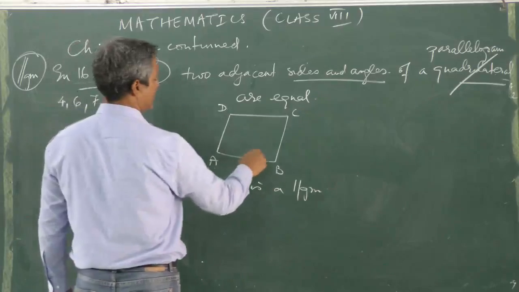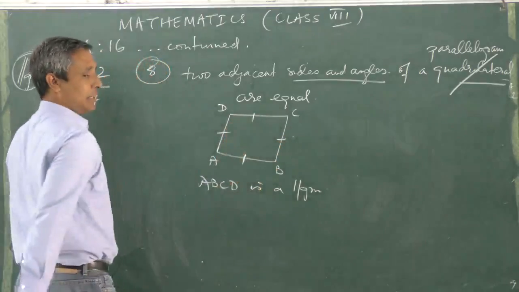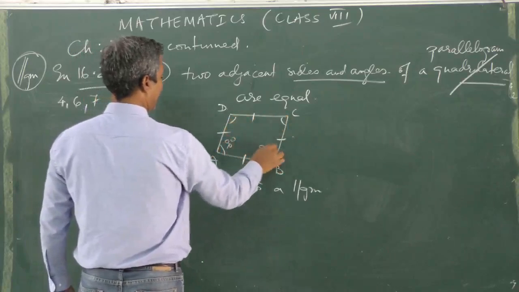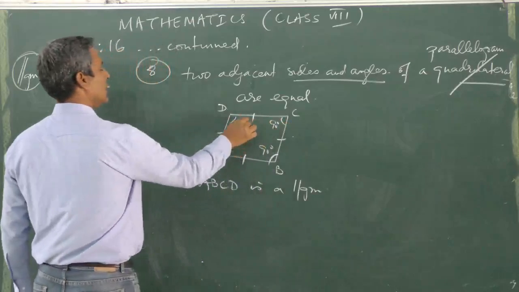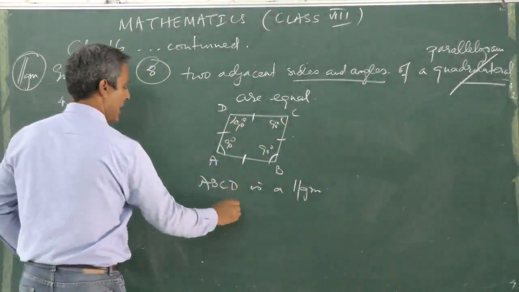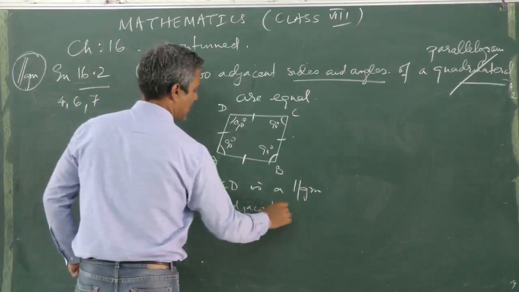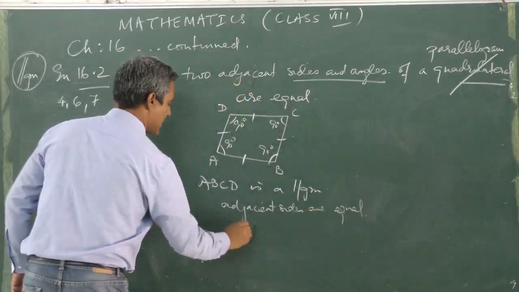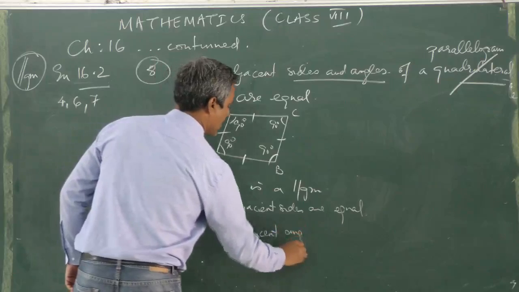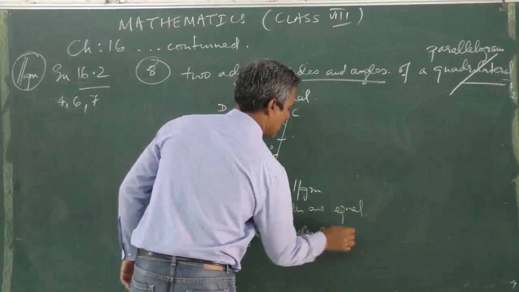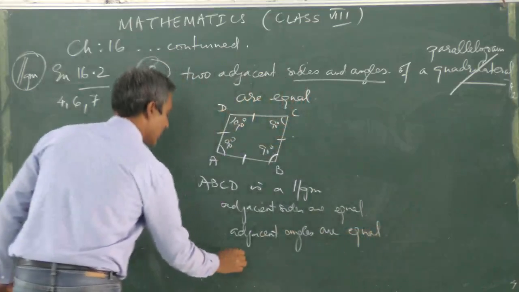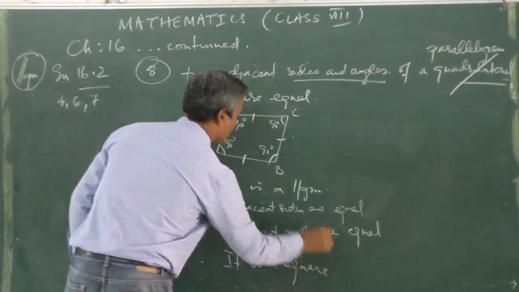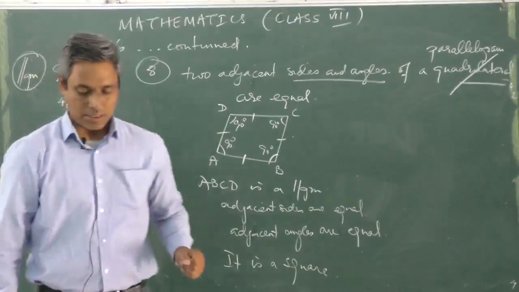and the adjacent sides are equal, so all sides become equal. The adjacent angles are equal, so all angles become 90 degrees. So a parallelogram where adjacent sides are equal and adjacent angles are equal is called a square. Because all sides are equal, all angles are 90 degrees.